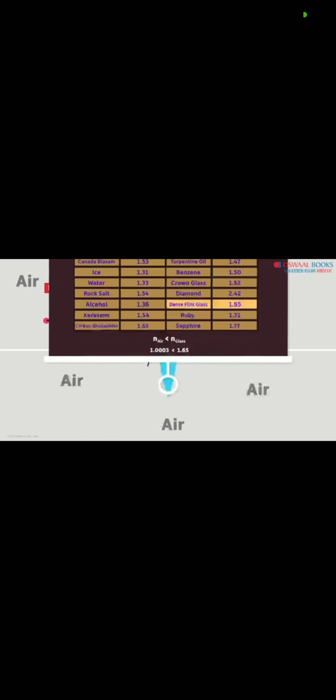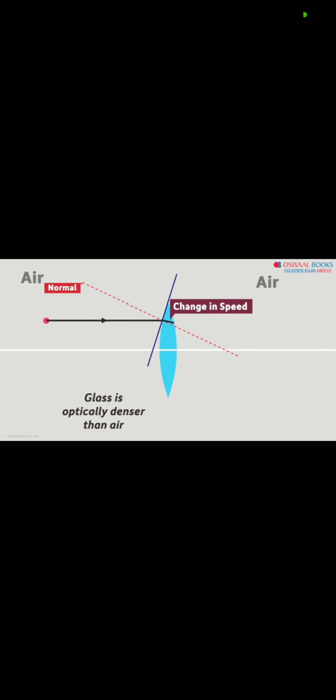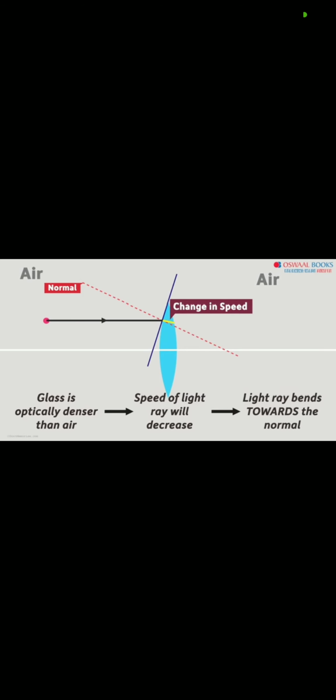Will the speed inside the lens increase or decrease? And where will the light bend? Well, that will depend on the incident medium. Suppose this medium is air. So from this table, we can see that the refractive index of glass is much greater than air. This means that glass is optically denser than air. Hence, the speed of the ray of light will decrease in glass, and because of that, it will bend towards the normal.